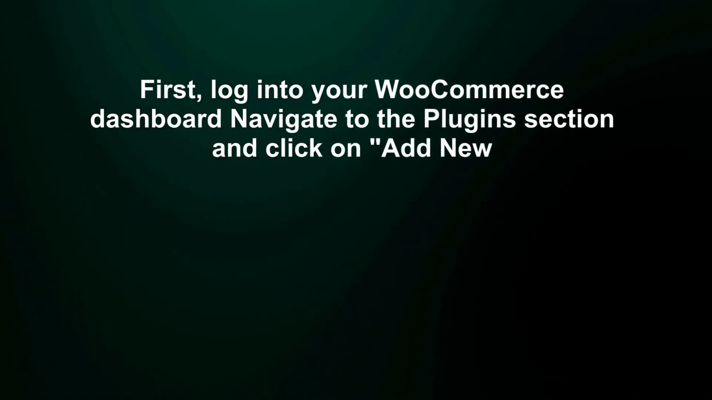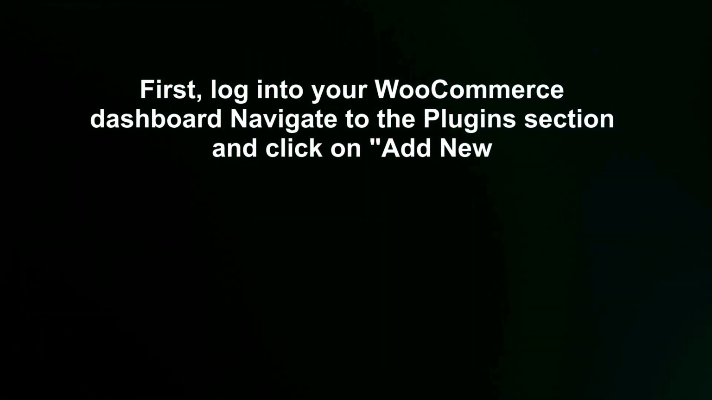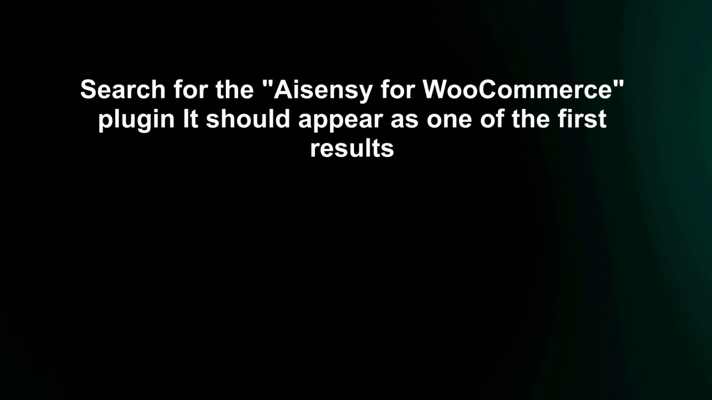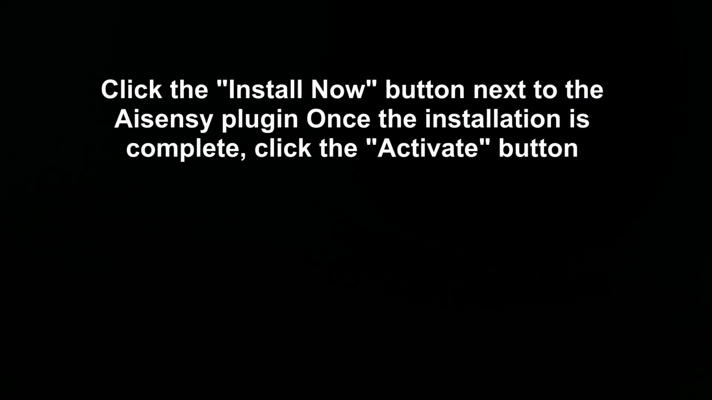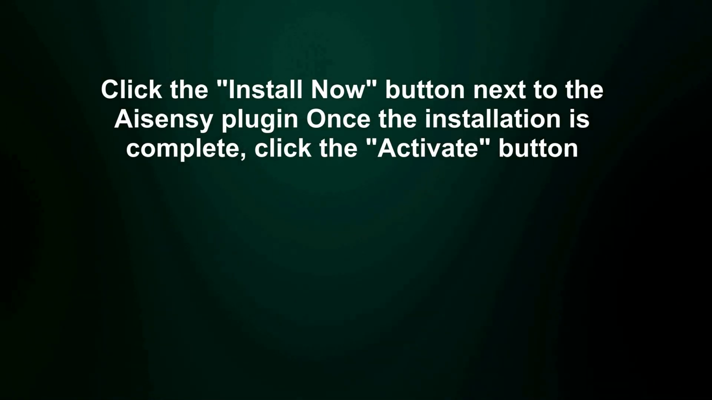First, log into your WooCommerce dashboard, navigate to the plugins section, and click on Add New. Search for the AiSensy for WooCommerce plugin. It should appear as one of the first results. Click the Install Now button next to the AiSensy plugin. Once the installation is complete, click the Activate button.